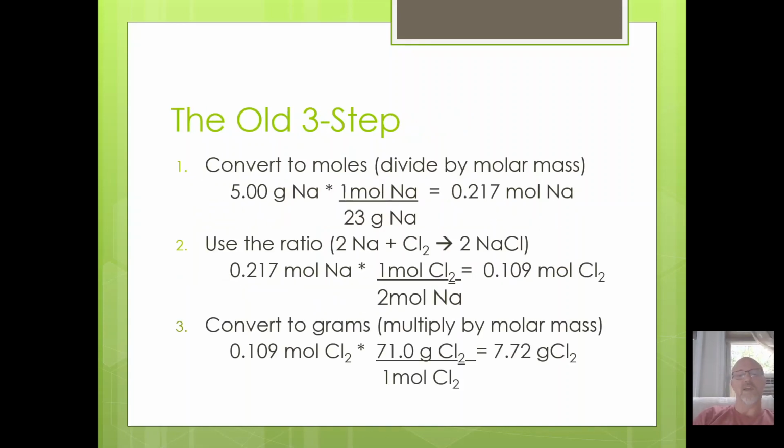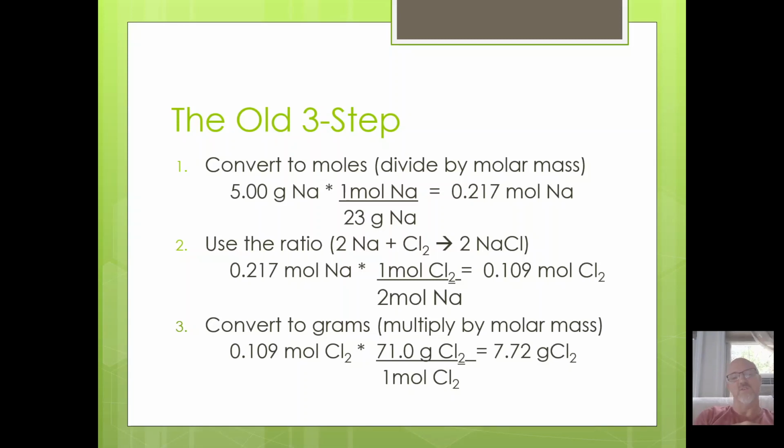Now, let's say I wanted to know how many grams of chlorine gas I need to turn all 5 grams of sodium into sodium chloride. Well, the first step is I have to get moles, because I can't relate any two things in a reaction until I'm talking about moles. So the first step is convert to moles. Then the second step is I can look at the equation and figure out the ratio. What are their proportions to each other in terms of moles?